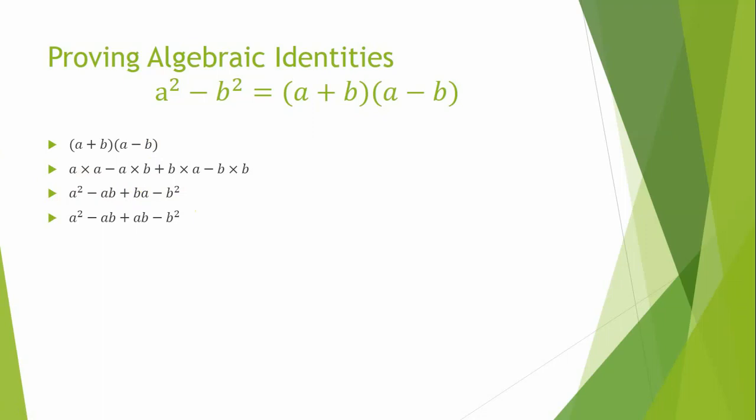So you have a squared minus ab plus ab minus b squared. Since these are like terms and have a difference in signs, we can cancel these out. These both evaluate to 0. So what we are left with is finally a squared minus b squared. So we reach the left hand side of the equation, and so this algebraic identity is also proved.